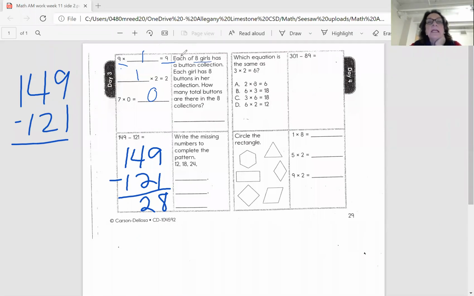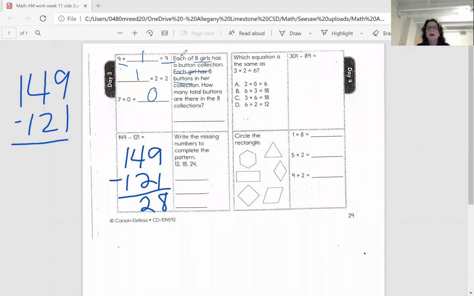All right. Each girl has 8 buttons in her collection. So I know each girl has 8 buttons. How many total buttons are there in the 8 collections? So when I'm picturing this in my mind, I'm thinking, okay, 8 girls. Each girl has 8 buttons.